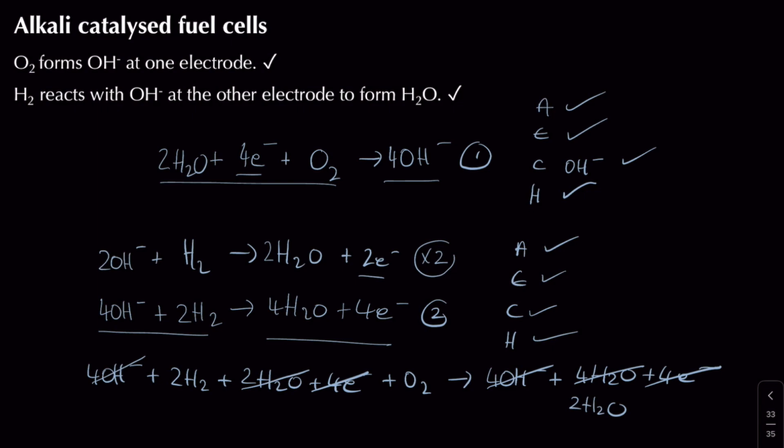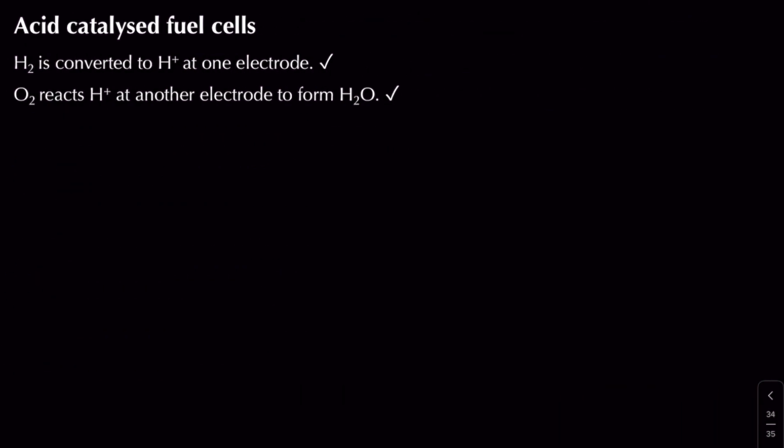So overall, what have you got? You've got 2 lots of hydrogen, and that's going to be, of course, reacting with oxygen to give you 2 lots of water itself. Now, in some cases, just be aware that they might actually give half the equation. This one is still going to be right itself. This is our overall equation. So you get 1 mark for 1 half equation, 1 mark for the other, and the final mark for this last equation itself, the overall equation, which will always be the same. So moving on, that's our alkali catalyzed fuel cell done.